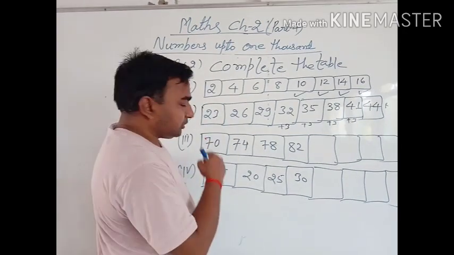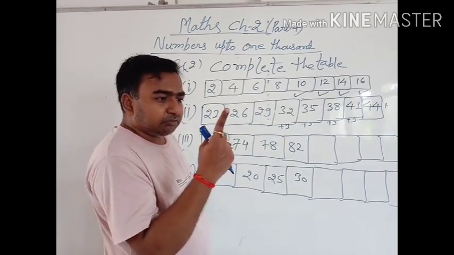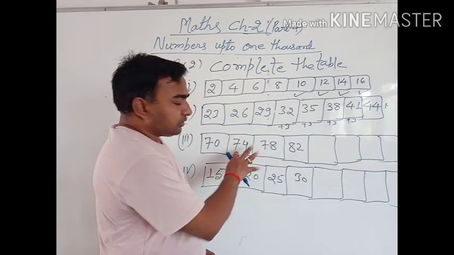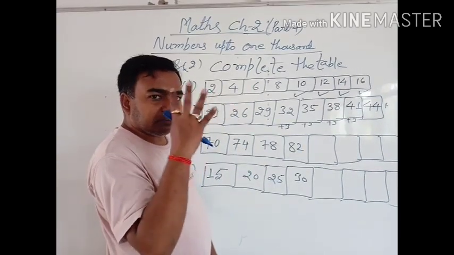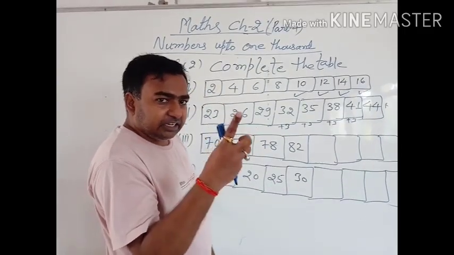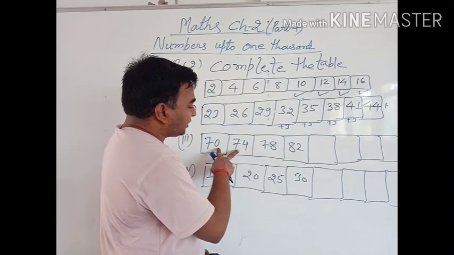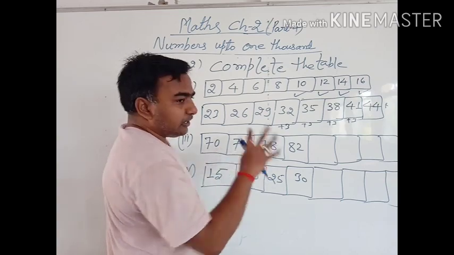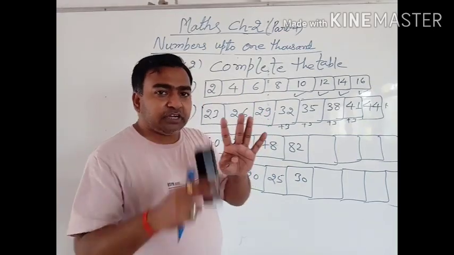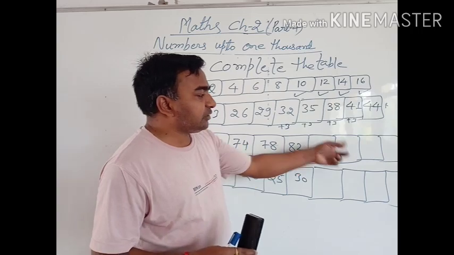Count from 70, leaving 70 itself: 71, 72, 73, 74. The difference is 4. After 74: 75, 76, 77, 78. After 78: 79, 80, 81, 82. So the difference between each number is 4. It means we have to add 4 to write the next 4 numbers.